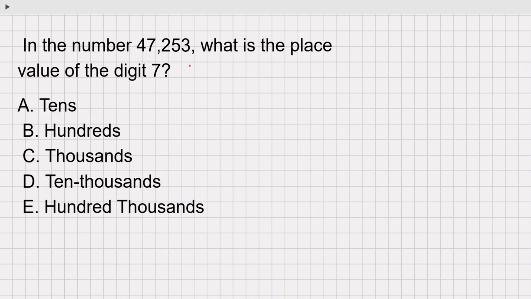In the number 47,253, what is the place of the digit 7? So the digit 7 in 47,000. Well, I know it's not tens because that's the value of 5. The hundreds is 2. The thousands is 7. 10,000s is 4. And then 100,000s, there's nothing there. So I know that thousands is the place value of that digit here.